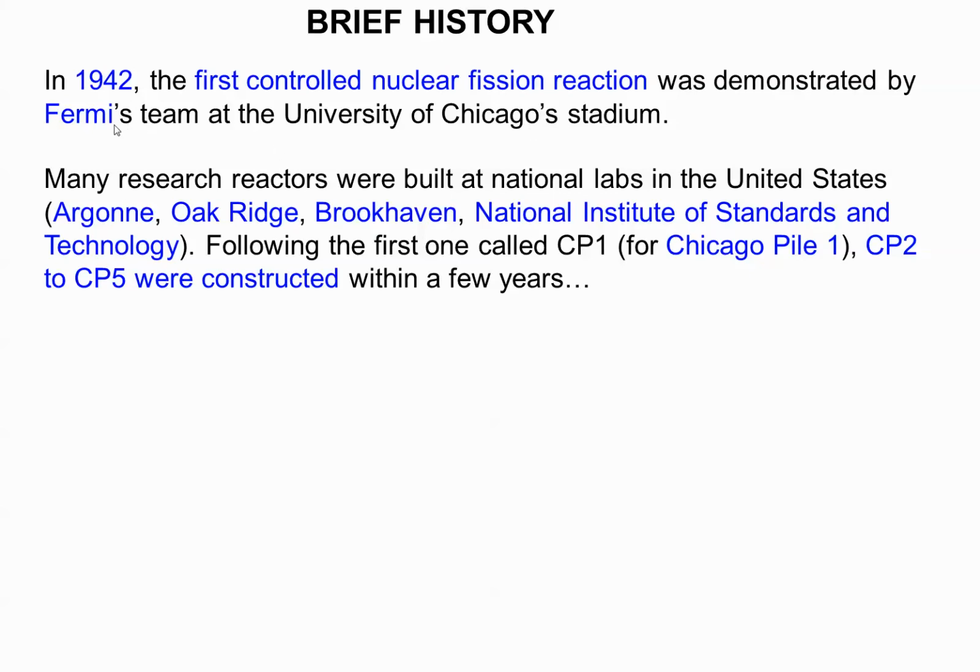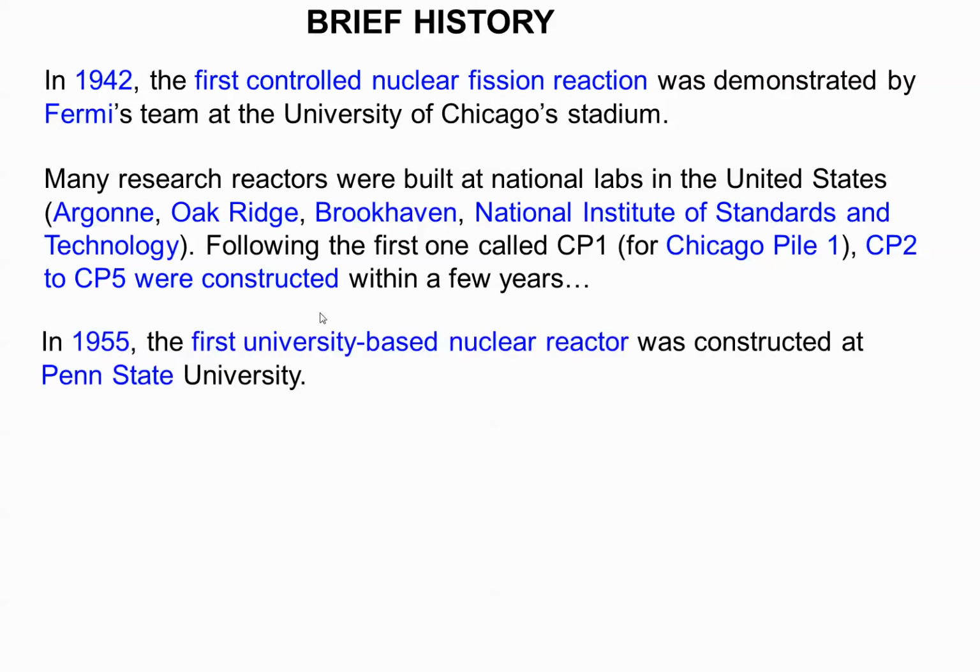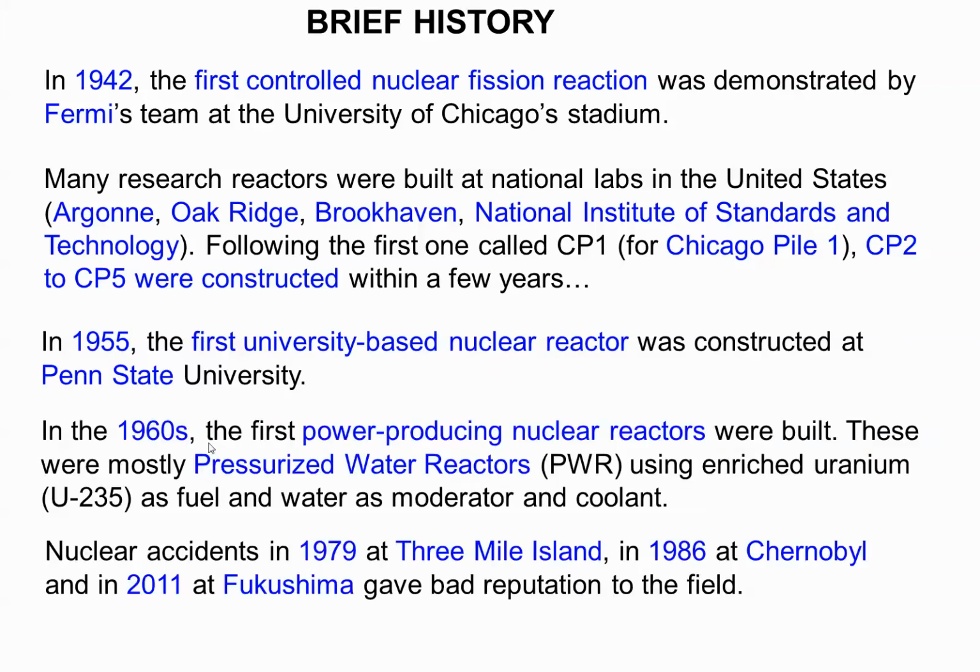Why? Because the first Fermi reactor demonstration was at the University of Chicago Stadium. CP1, CP2, CP3. At NIST, that was CP5, 1966. In 1955, the first university-based nuclear reactor was built at Penn. In the 1960s, the first power-producing nuclear reactors were built. These were mostly pressurized water reactors, PWR.